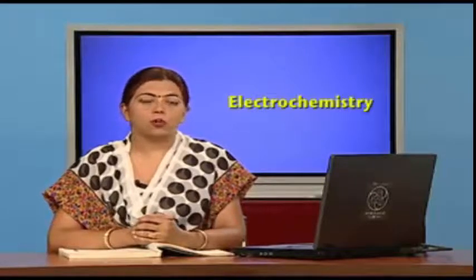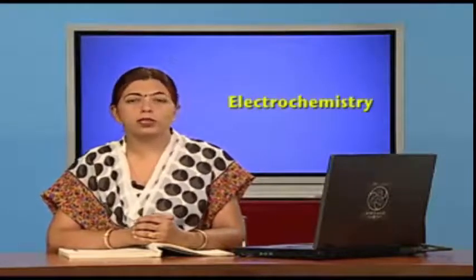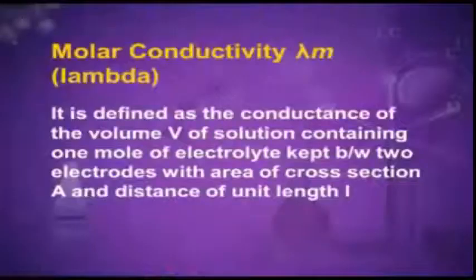Now, the next topic of this unit is molar conductance. If we take 1 mole of the electrolyte, then the ions produced by this 1 mole of electrolyte offers conductance. This conductance is molar conductance. Let me define it. It is defined as the conductance of the volume V of the solution containing 1 mole of the electrolyte kept between two electrodes with area of cross section A and distance of unit length L.